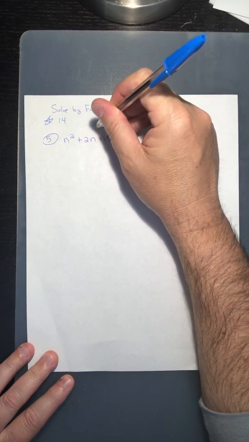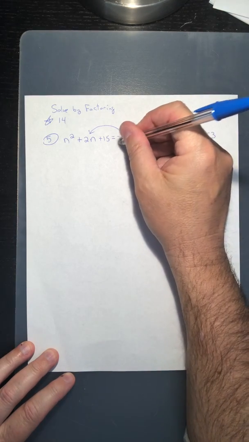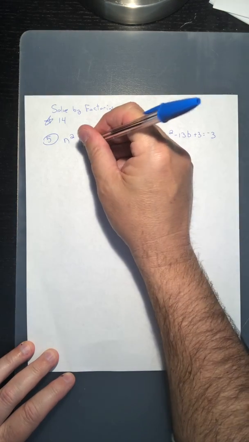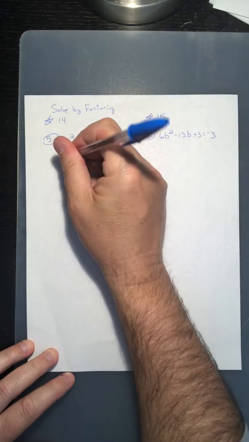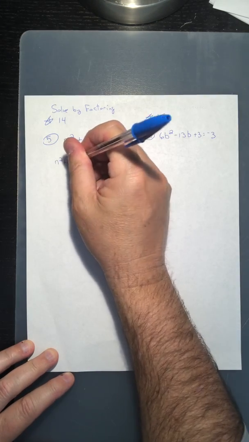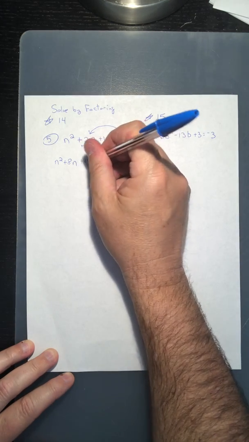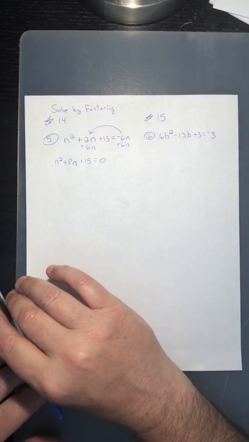When we move it over, we're going to combine it with the like term over there. Well, to do that, if it's negative 6n over here, we're going to add 6n to both sides. So now we have n squared plus 8n plus 15 equals 0. So now we look for our greatest common factor. It does not have one.